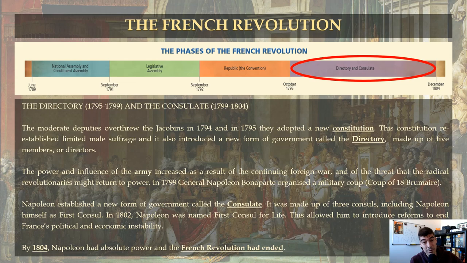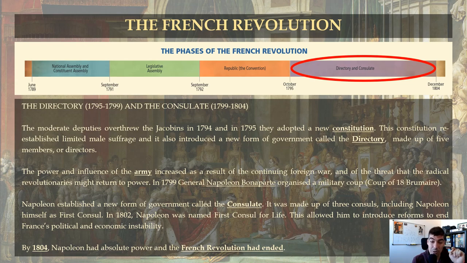Which was the most important of all of them? Napoleon Bonaparte. In 1799, Bonaparte organized a military coup, un golpe de estado, a coup d'état, which was called the coup of 18 Brumaire. Brumaire is a month of the French Republican calendar. And after this coup, Napoleon took over the country and he established a new form of government, which was called the consulate, el consulado. The executive power was held by 3 consuls, including Napoleon himself as first consul.